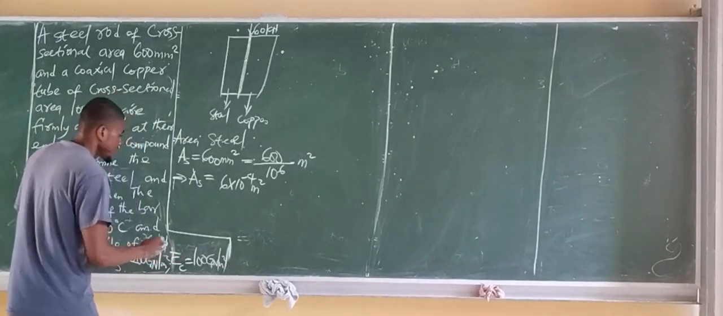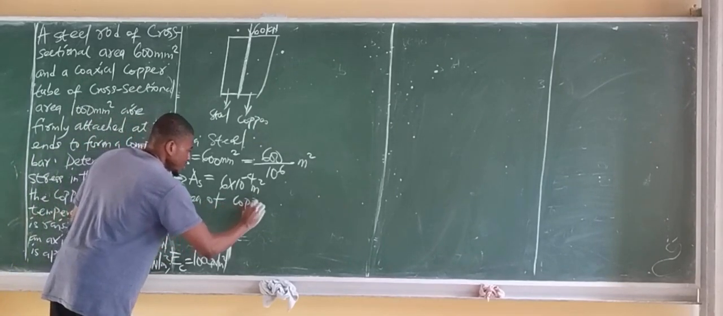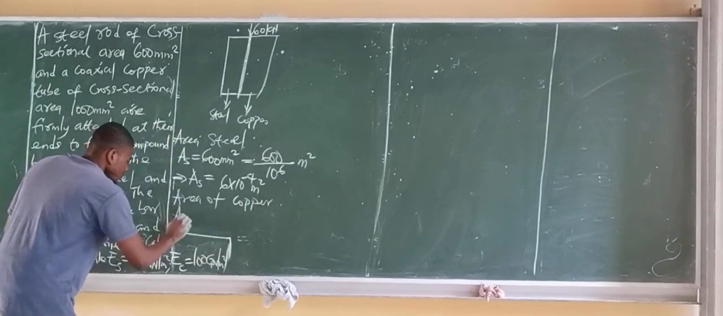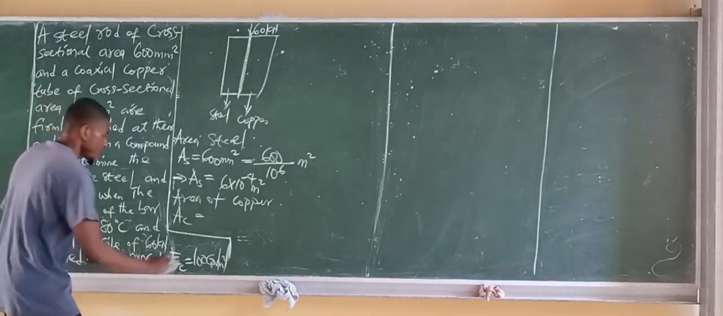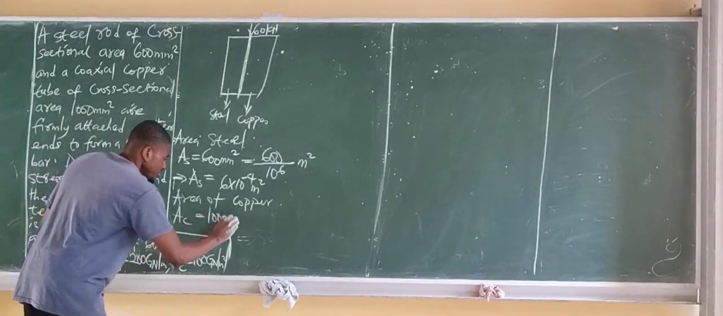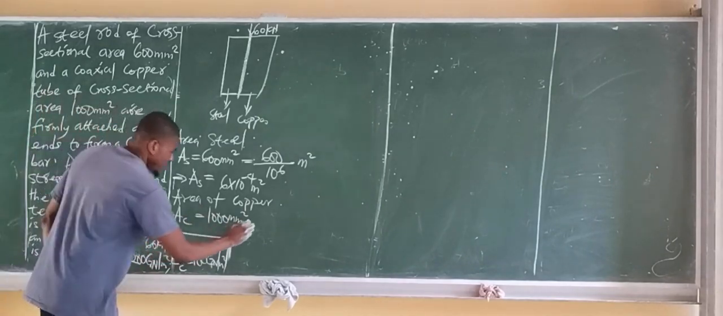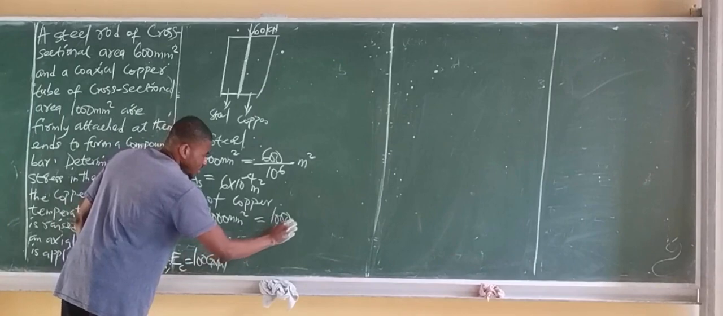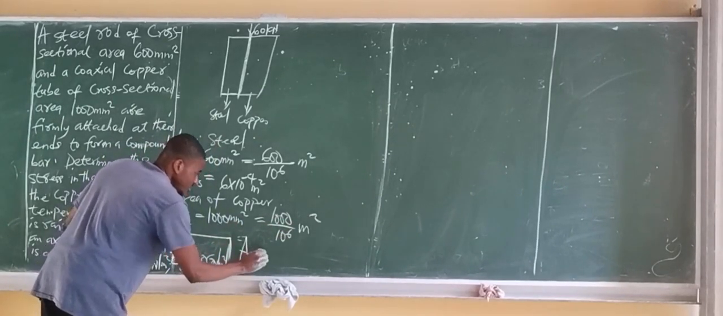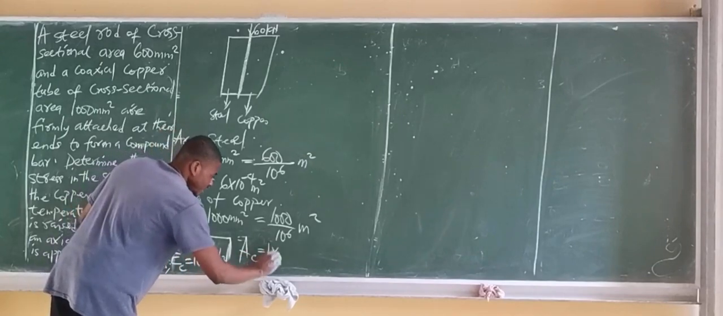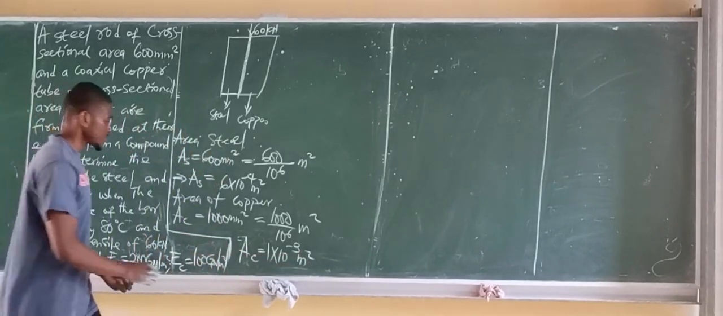Meanwhile, the area of copper was also given as 1000 millimeter squared. As usual, convert this to meter squared by dividing by 10 raised to the power 6. So the area of copper is simply 1 times 10 to the power of minus 3 meter squared. Please confirm this as well.